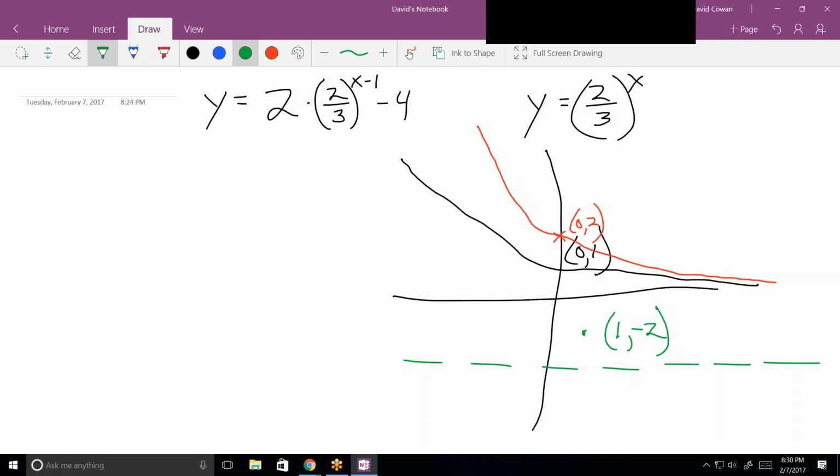All right, so now I'm ready to draw my red curve going through this green dot, approaching that horizontal asymptote.